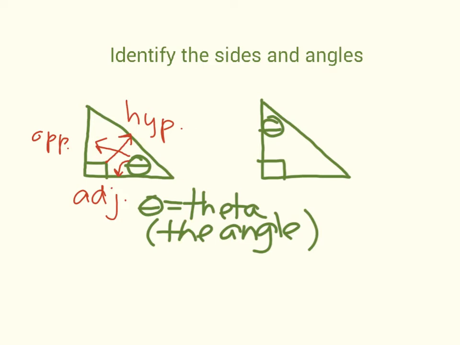Now, that changes a little bit with the other triangle because theta has moved. So directly across from theta, this side is considered the opposite side. This side to the left is now considered the adjacent side, and the hypotenuse will always remain the same. It is always across the right angle. Okay, so these are the sides that you need to know because we're going to be making comparisons for the trig functions.